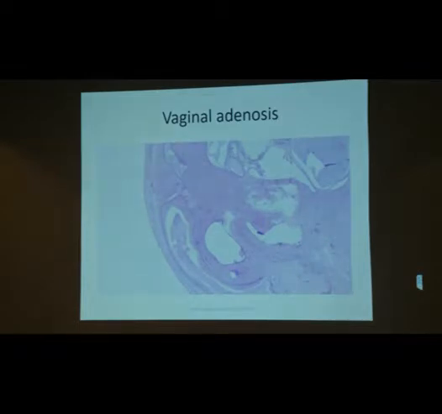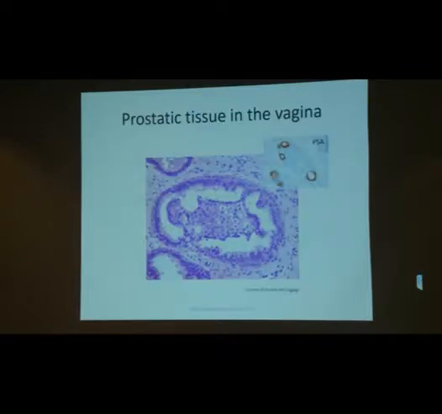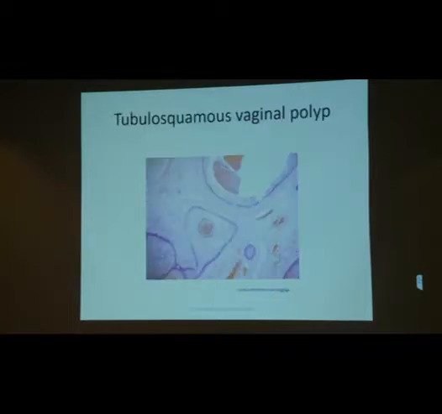This is vaginal adenosis. This woman did not have any history of DES exposure, and you can see that the glands are all variable in size. Some of them have squamous metaplasia. This is prostatic tissue in the vagina. These pictures were lent to me by Professor McLuggett, who's written a paper on this, and you can see this not only in the vagina, you can also see it in the cervix, and it shouldn't be mistaken for neoplasia. And PSA is positive, and the tubulosquamous vaginal polyp, which can also arise, usually arises also from prostatic type tissue.